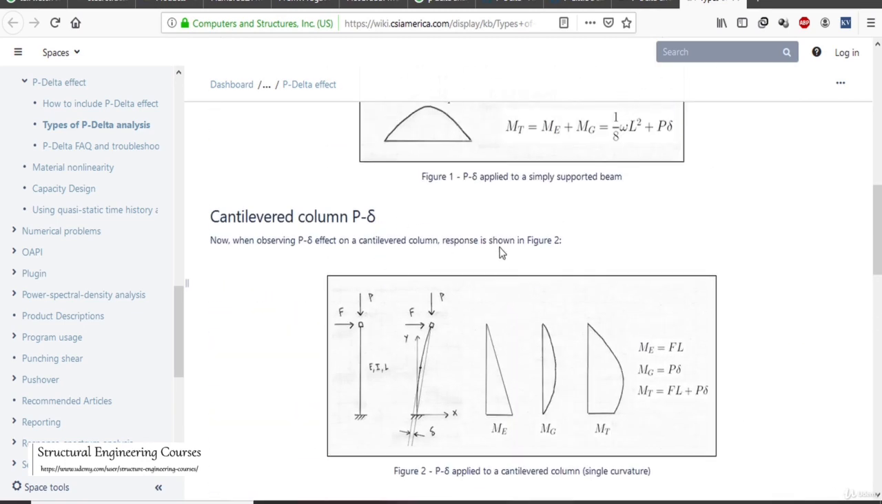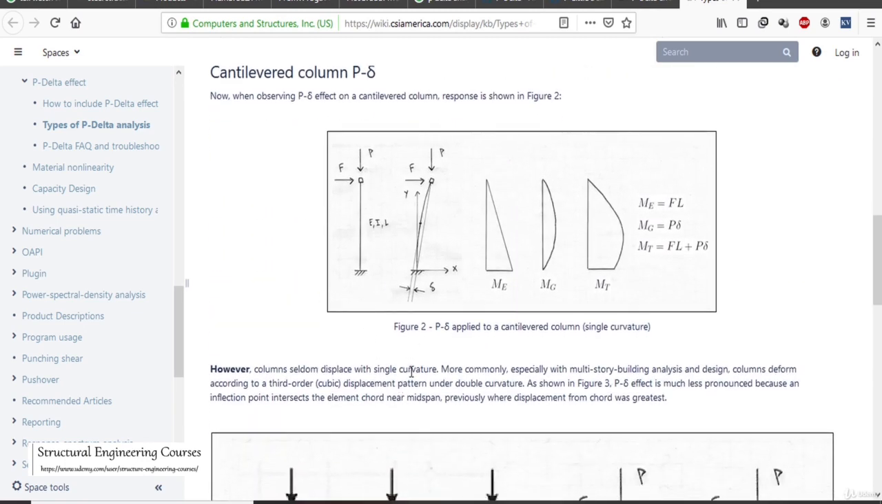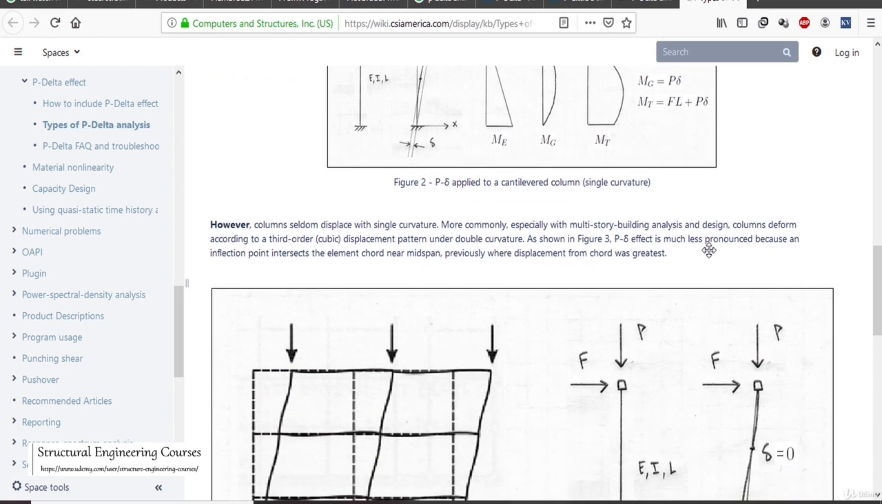Now we shall read the lines written here. When we observe the P delta effect on a cantilevered column, the response is shown in figure 2. ME is this value into the height, that is F into L, and the P small delta bending moment is P into delta. So the total bending moment comes out to be F into L plus P into small delta.